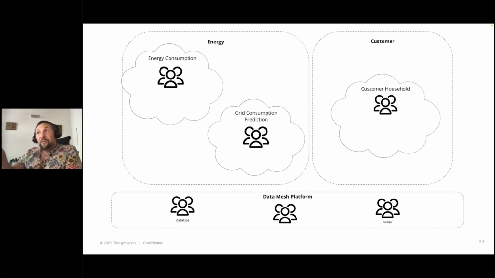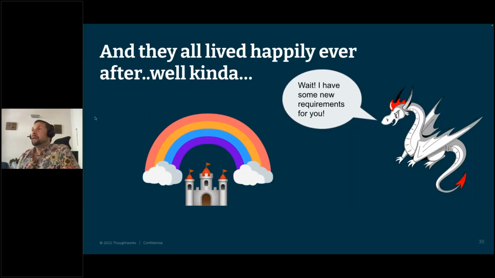And so now we get that benefit, but we also get the benefit of scale, because we can repeat this pattern over and over again. And the more we do it, the more self-service it becomes, and the easier and faster the time to market. So that's kind of the end of the story. In fact, they all lived happily ever after. Well, kind of, until new requirements come along, but at least you have a model now that is scalable.